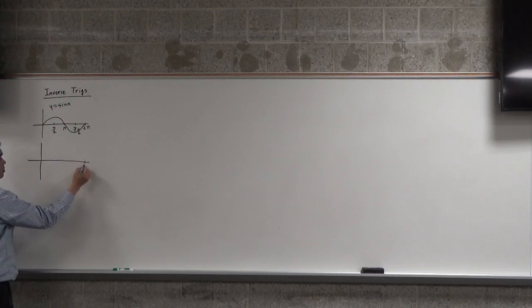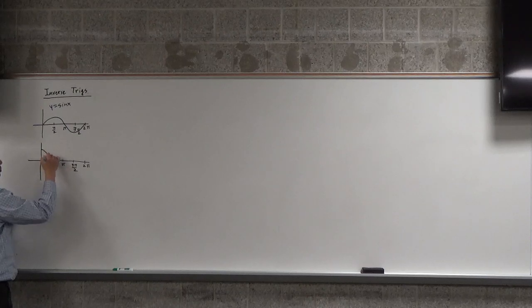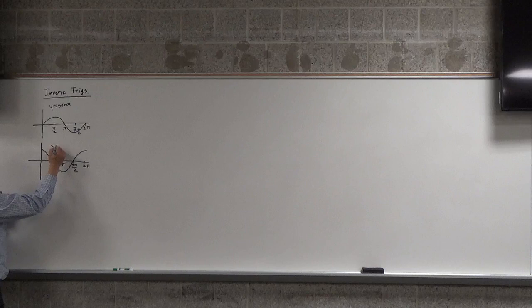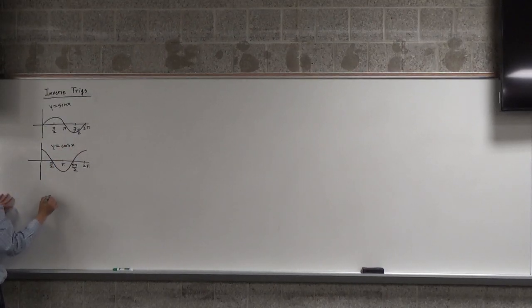Cosine also repeats every 2 pi. And the graph goes like this. Y equals cosine of x. And then y equals tangent of x.